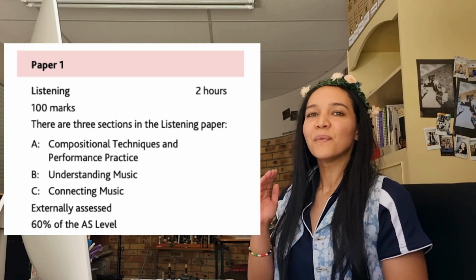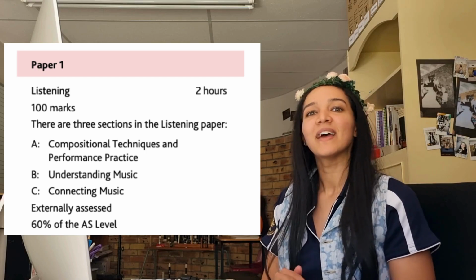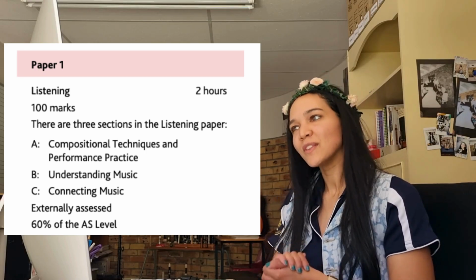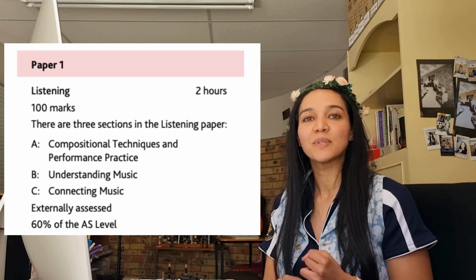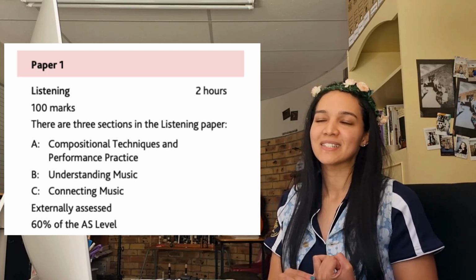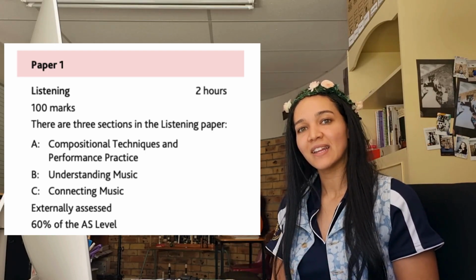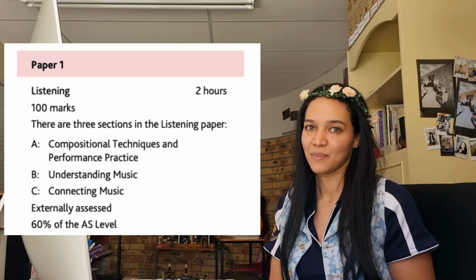AS level consists of two components. The first component is paper 1, which is a 2-hour listening paper that will be 100 marks. In the paper, there are 3 sections. You will have compositional techniques and performance practice, you will have understanding music, and you will have connecting music.